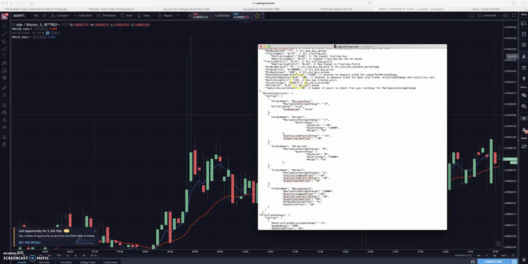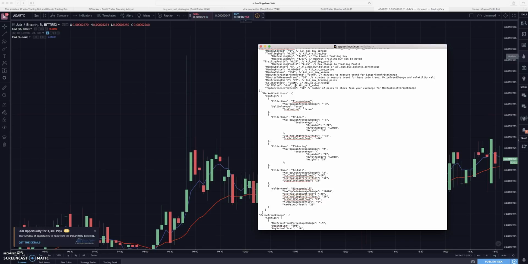My max trading pairs is set to 23. So Profit Trailer is basically just going to go into sell only mode once you have 23 pairs. My sell value right now is at 0.8. Just because I don't know exactly where Bitcoin's going, how deep it's going to fall, et cetera, so I'm trying to get out around 0.8%.